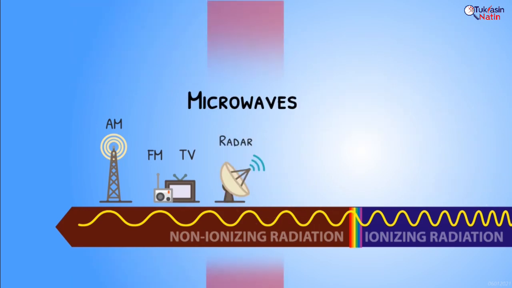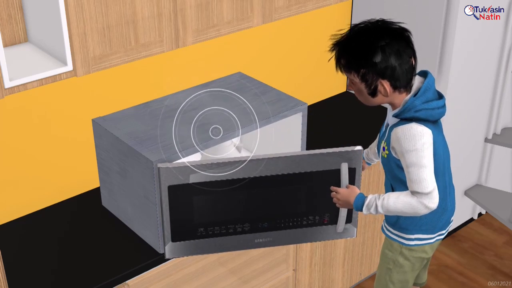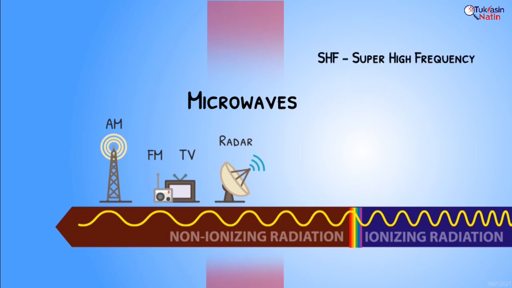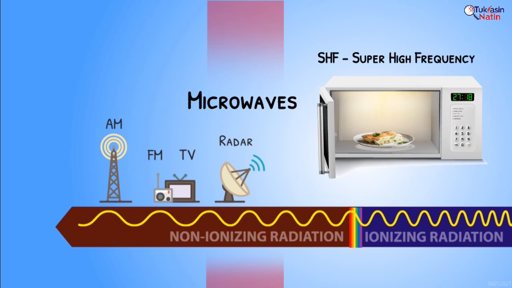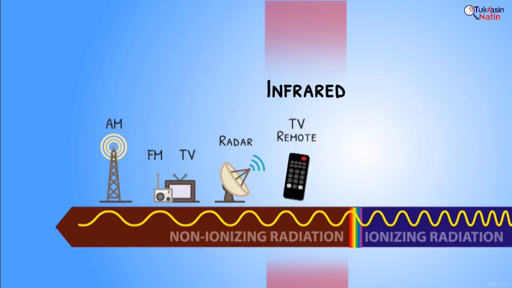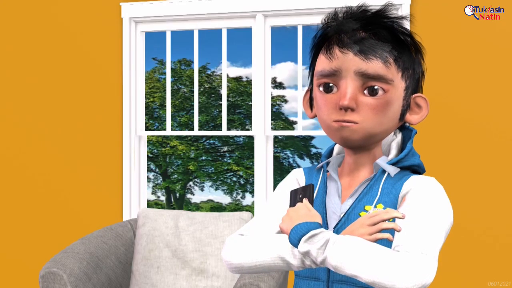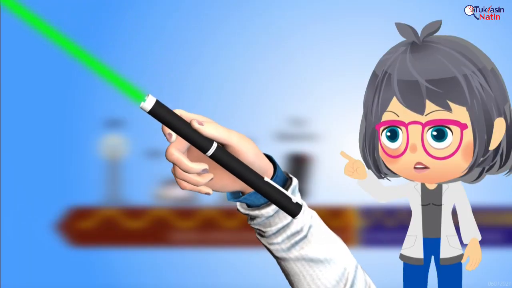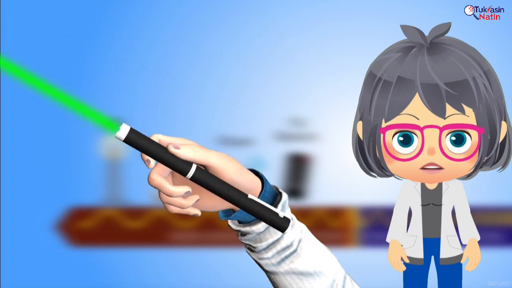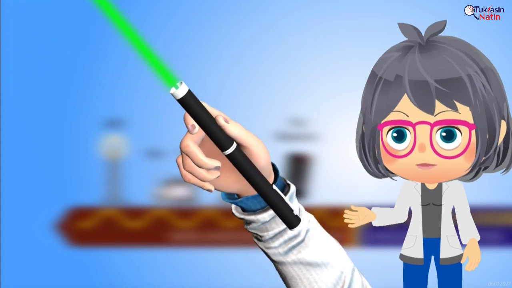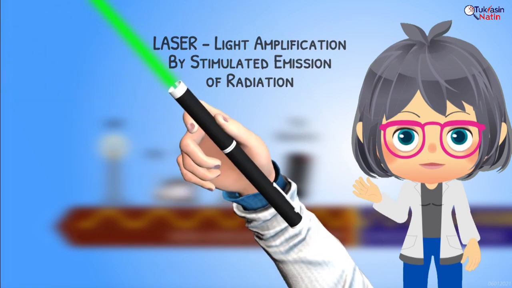Microwaves are a type of electromagnetic radiation like in radars, or in your microwave ovens, which use super high frequency, or SHF. Microwaves excite molecules producing heat energy to cook food very quickly. Does this look familiar? Why, yes. I have one of those. Yep. This is common even in the classroom. It's a laser. But do you know that it is a kind of radiation? Laser stands for light amplification by stimulated emission of radiation.